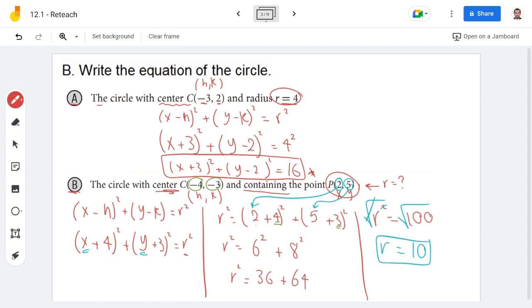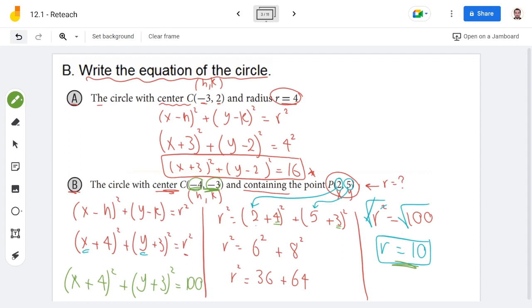The question said, write the equation of the circle. So now I have to write my equation. Now I have h, I have k, I have r. So now let me write my final answer. It will be x plus 4 to the power of 2, plus y plus 3 to the power of 2, equal to what? Equal to 100. You can write 100, or you can write 10 to the power of 2. Both of them are the same. But let's write it as 100, which is the simplest form. So this is how I can find the answer.